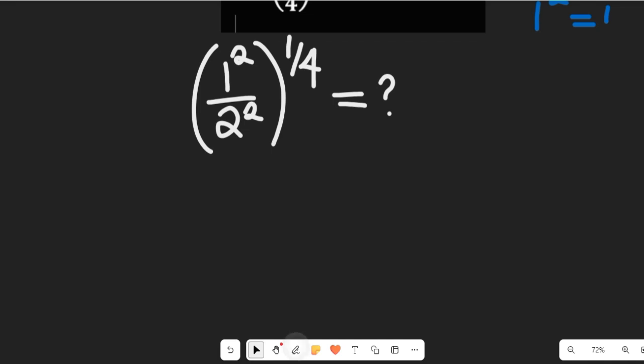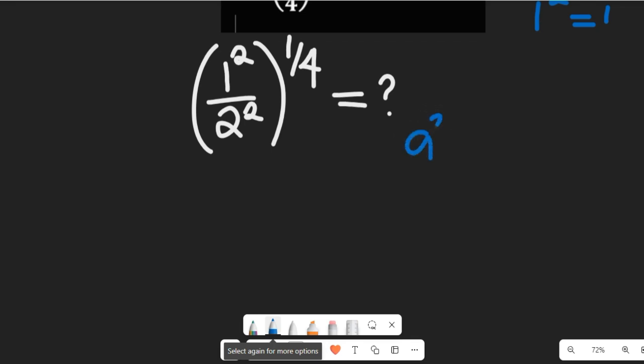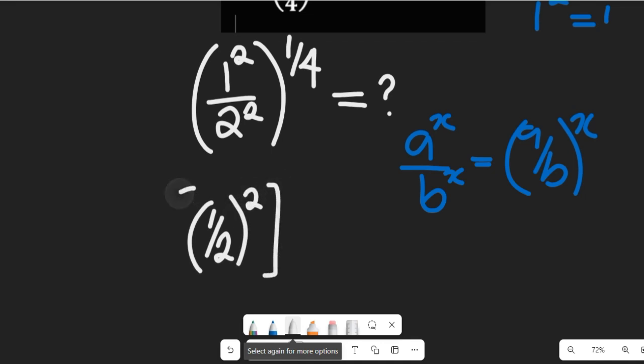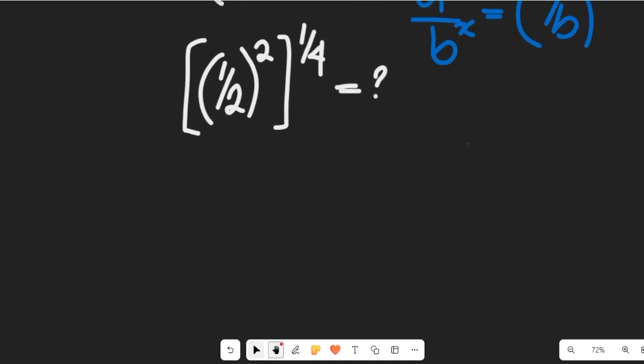We simplify this recalling one simple law of indices. Recall this, that if you have a to the power of x divided by b to the power of x, this can still be equal to a becomes a fraction, and both of them will have one common index. So if we have that over here, this will become 1 divided by 2, all having one common index, and all of these will be to the power of 1 divided by 4. And this solution will give us what? In the next step, we're going to analyze that.